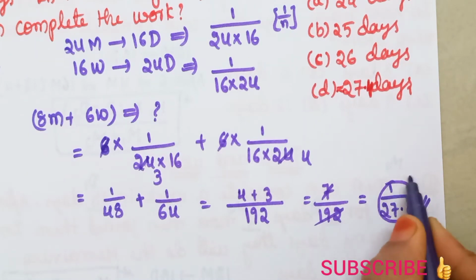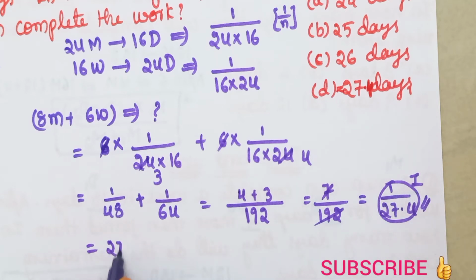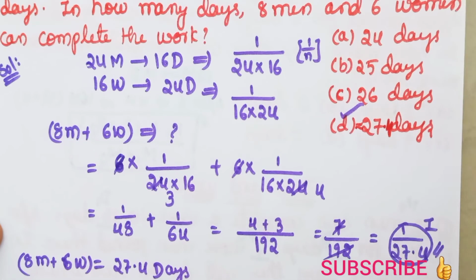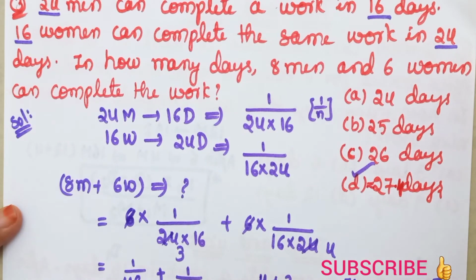So we have to invert this answer. So that is nothing but 27.4 days. The total time taken by 8 men plus 6 women is nothing but 27.4 days. So option number D is the right answer. So this is the simplest way to solve this type of problems.